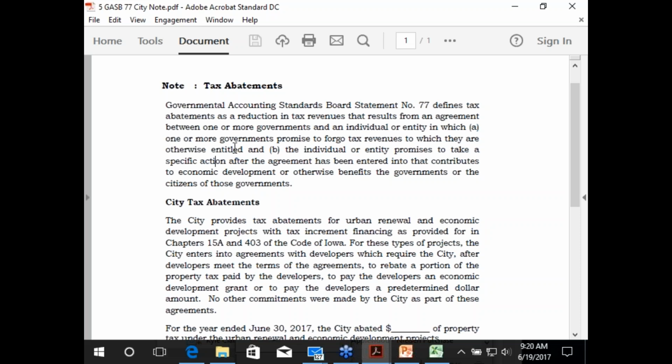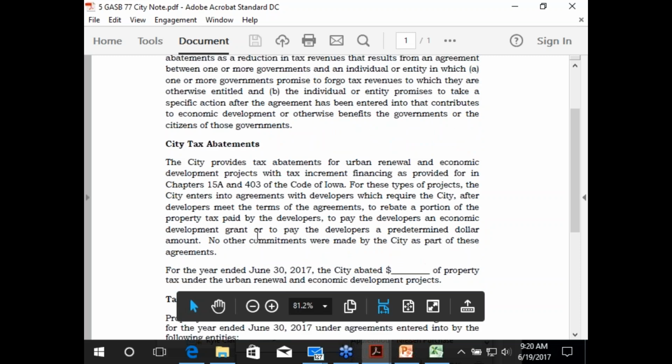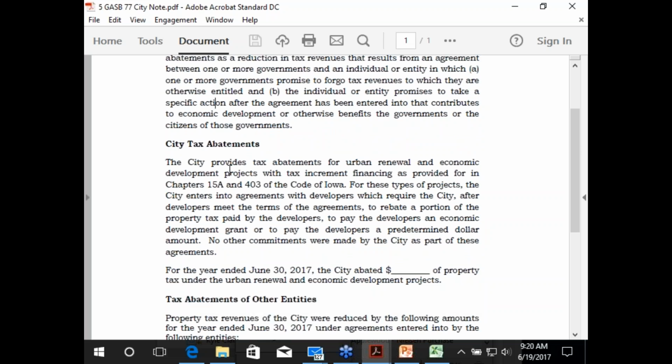So that's kind of the answer to that one. The next paragraph goes through and talks about several things. Number one, it gives a brief description of what the abatement is. That's what this first part is. It talks about the code sections that allow this abatement, and in this case, economic development is 15A, and tax increment financing is chapter 403 of the Code of Iowa, and then it basically goes through and gives how the mechanics of the rebate are going to happen.